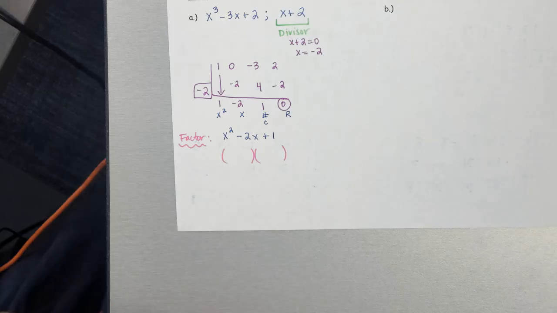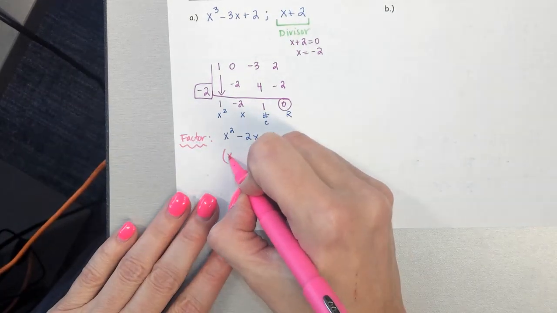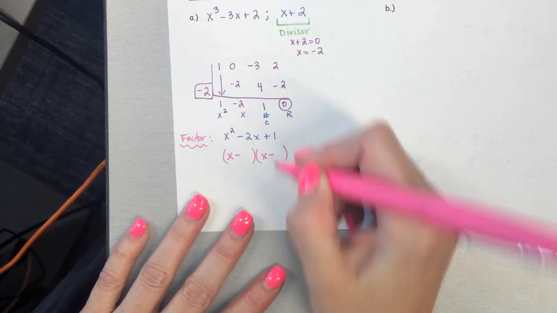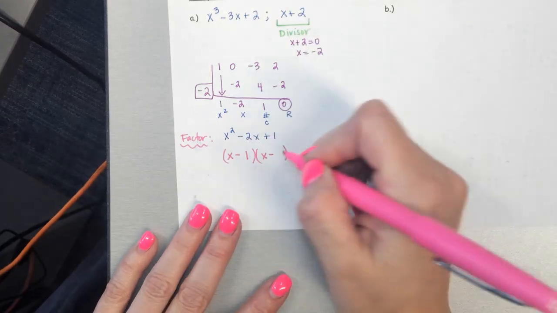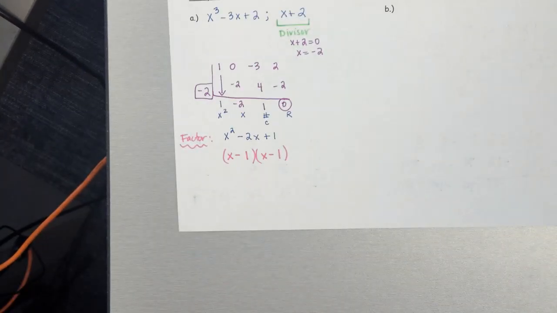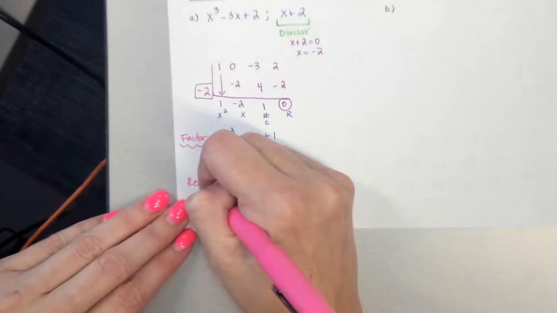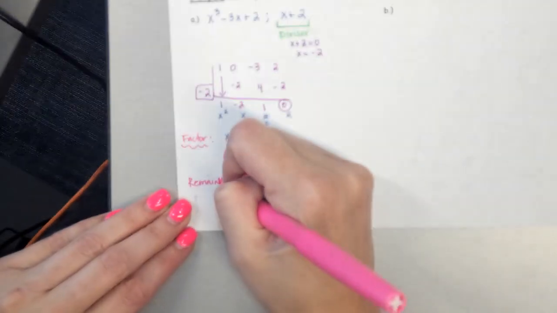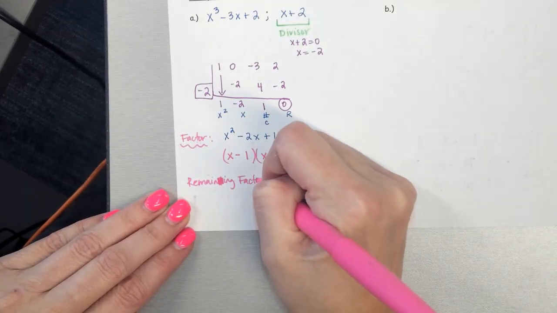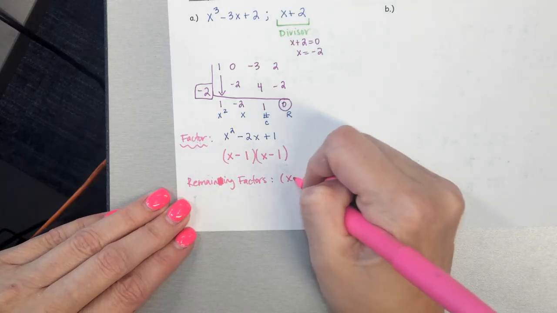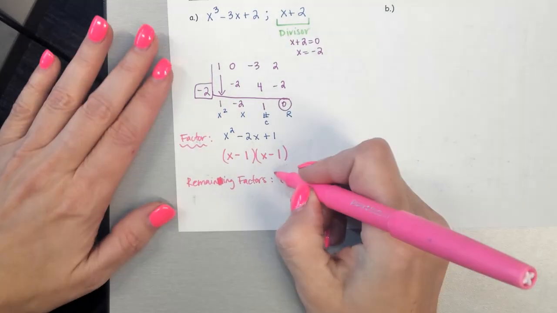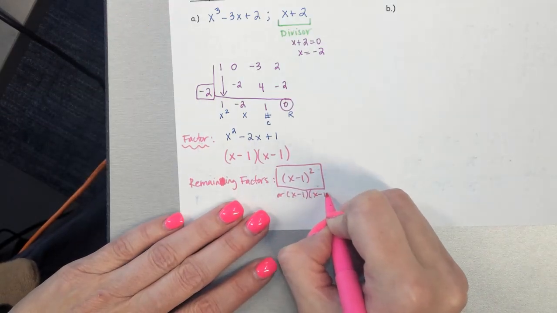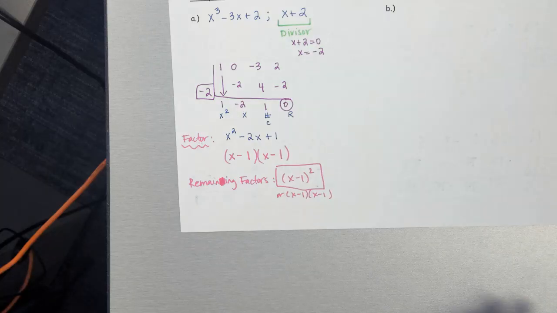This one's pretty simple because it has to multiply to x squared, so it has to be x and x. If you multiply to a positive and add to a negative, they both have to be negative. The only thing that multiplies to 1 is 1 and 1. So the remaining factors you can either write as x minus 1 times x minus 1, or you can write it as x minus 1 squared. Either one is fine. You can combine them or you can leave them.